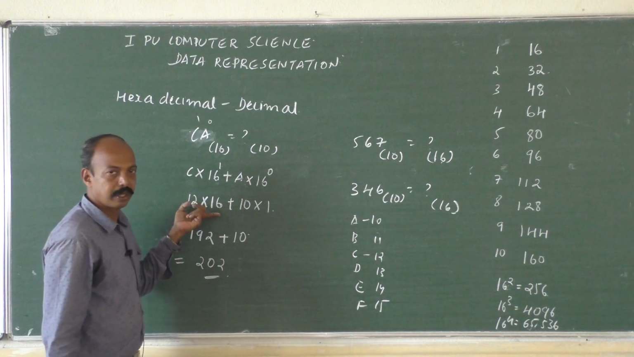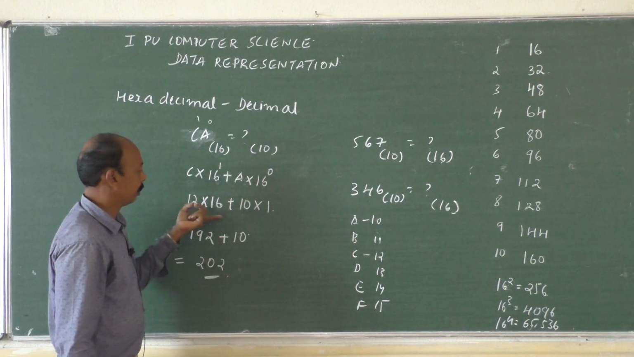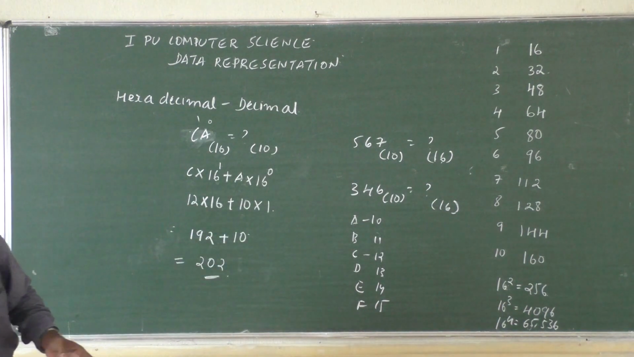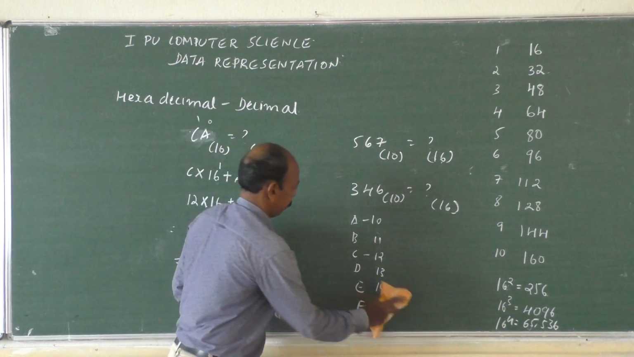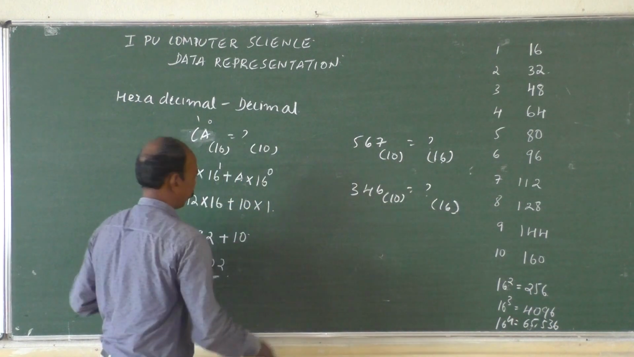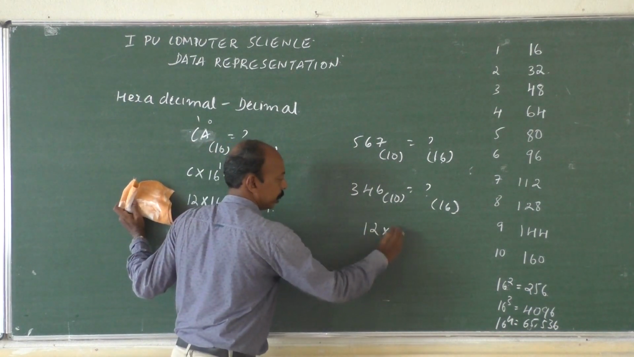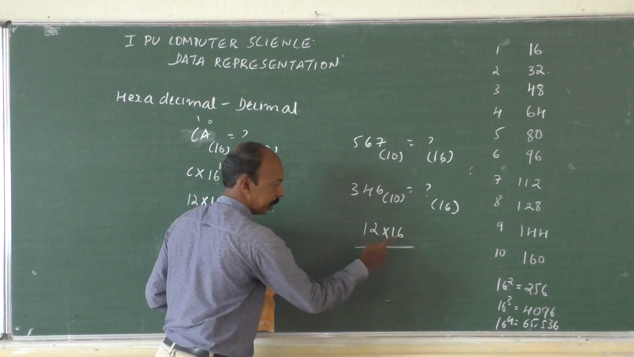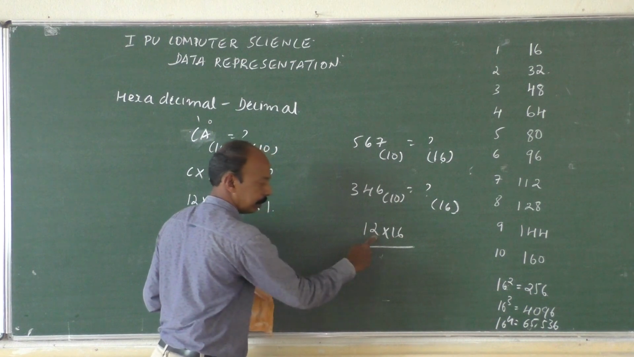Multiplication, of course, we have to do. How to multiply this? We have studied that in our lower classes. 12 into 16. First you multiply 6 with these two numbers, then you multiply with 1 to these numbers, then add it up.